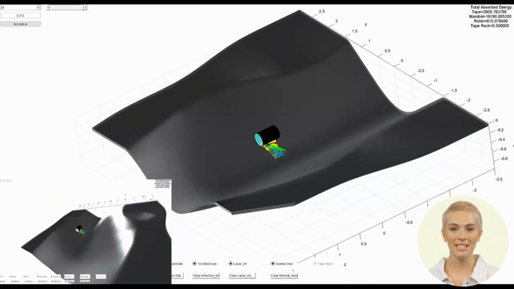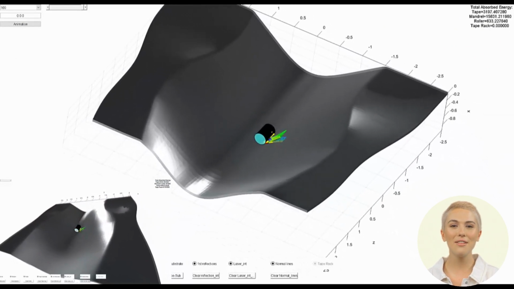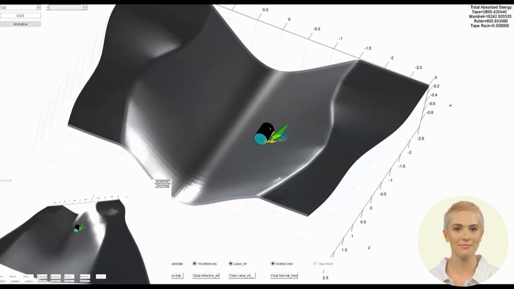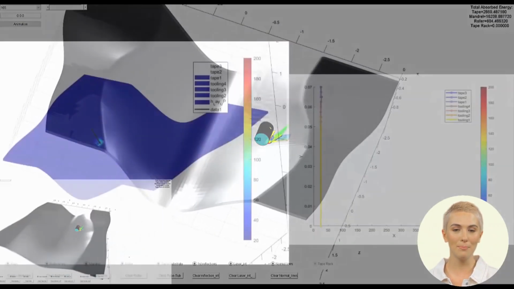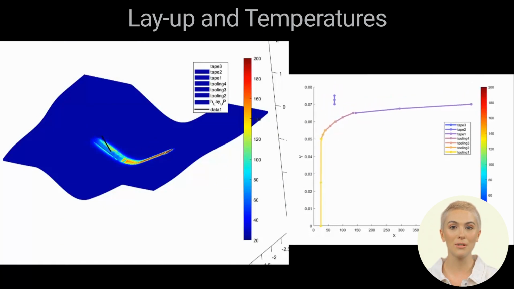Then ray tracing simulation was performed to estimate heat absorbance. This is angle and fiber orientation dependent. The global layup shows step-by-step material placement on the curved tooling at the left side. The corresponding temperatures of layers along the thickness direction are plotted on the right side.